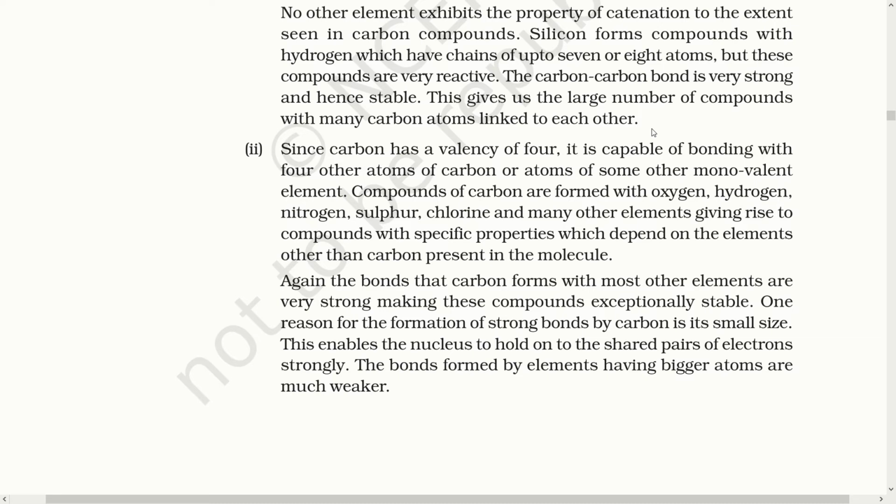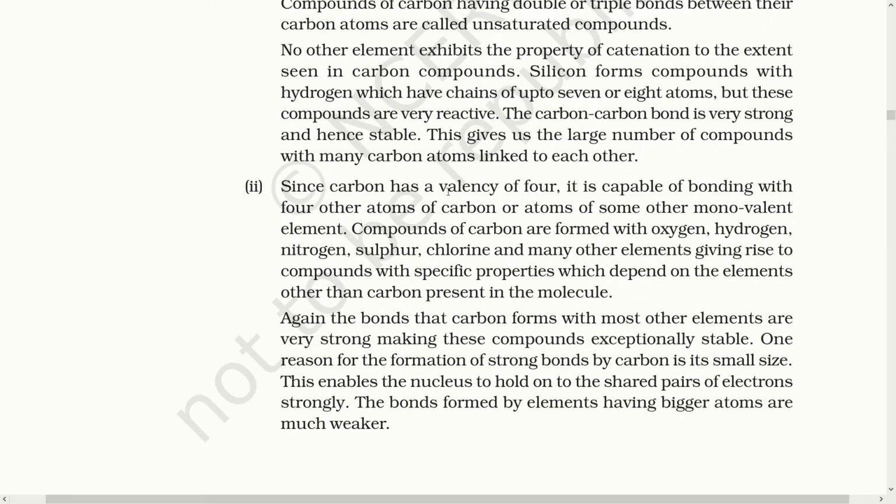One reason for the formation of strong bonds by carbon is its small size. This enables the nucleus to hold on to shared pairs of electrons strongly. The bonds formed by elements having bigger atoms are much weaker. So because of the valency 4, carbon has the tendency to form compounds which are exceptionally stable. They bond very strongly and become stable compounds. Also, it can form a long chain of stable compounds, rather than the other elements which form weak chains if they have a long bonding.